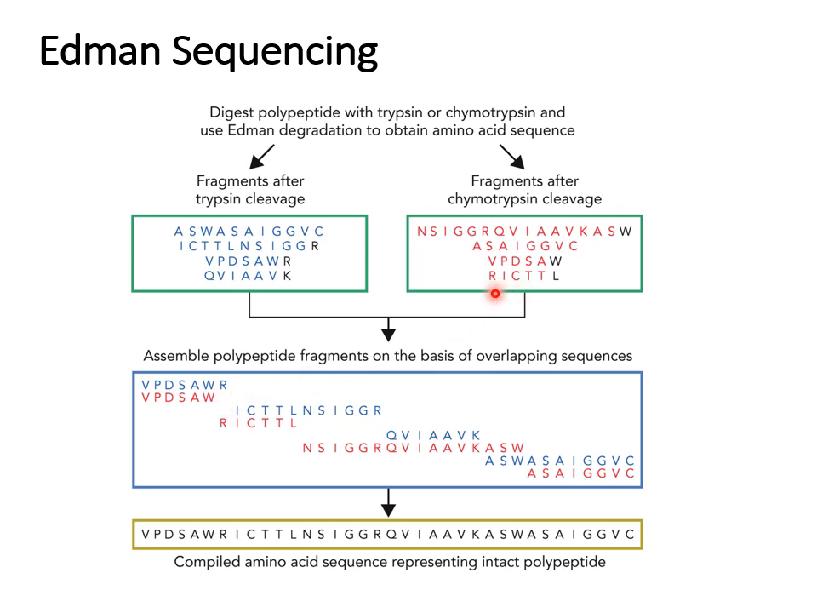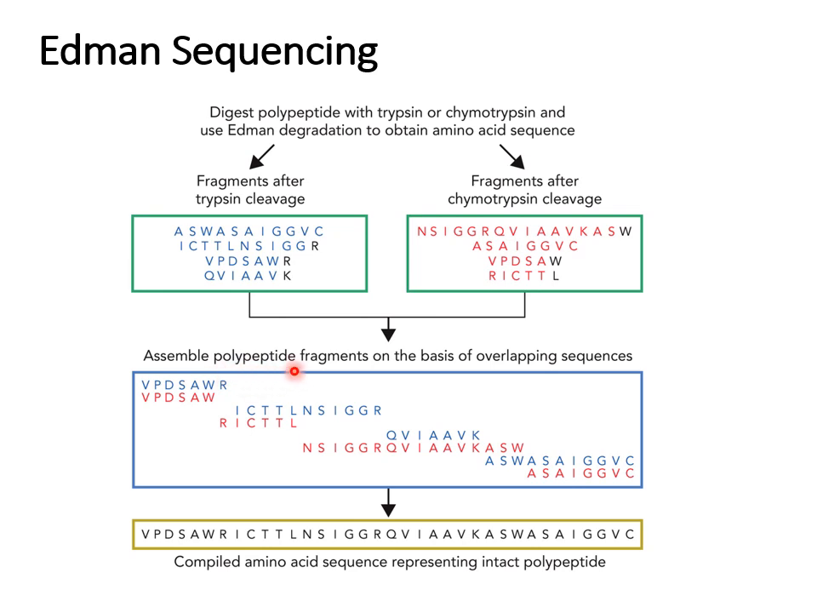Well, here we have R. Okay, so we know that the next fragment of chymotrypsin should be RICTTL. It's this fragment here. Once we've placed that fragment, we now have a different overhang. Our trypsin ended at the letter R, right? Well, now we have ICTTL that our trypsin does not have written out yet.